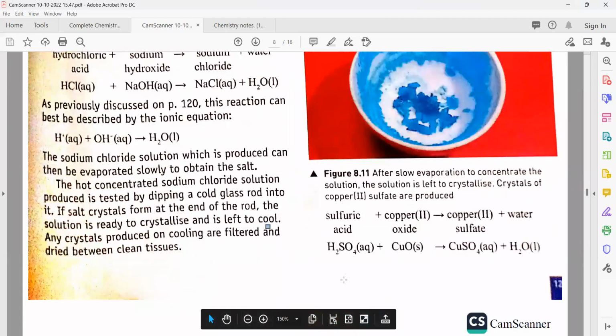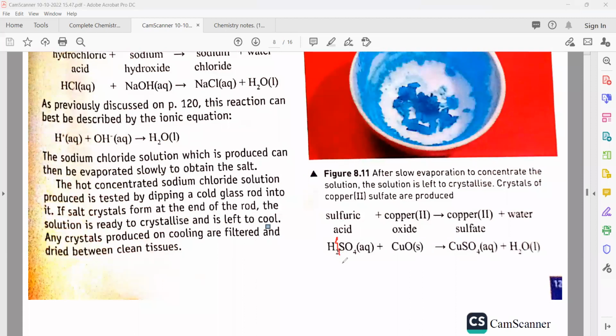Here, sulfuric acid H2SO4, and that is your copper oxide. Now what is going on here? H is dissociated from sulfate, and copper is separated from oxygen. So sulfate and copper combine together, and what do they form? Copper sulfate. And hydrogen comes toward the oxygen, and what do they form? A water molecule. Now till here, any question?